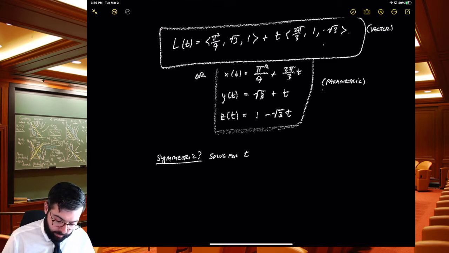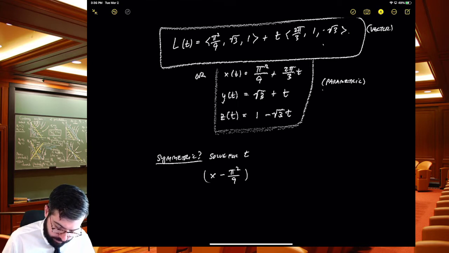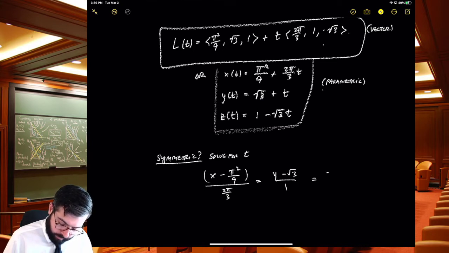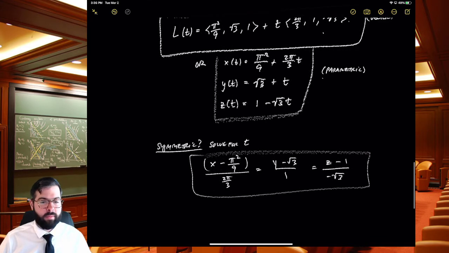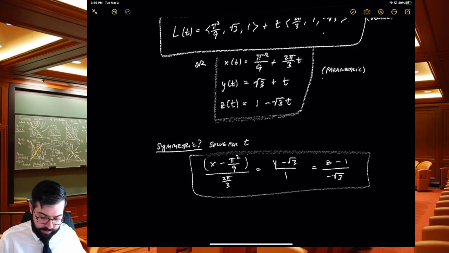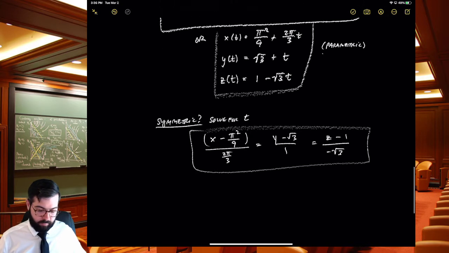So what do we get? We get x minus pi squared over 9, all over 2 pi over 3, equals y minus radical 3 all over 1, equals z minus 1 all over negative radical 3. So just solve each of those for t and then set them equal. Not too terrible.